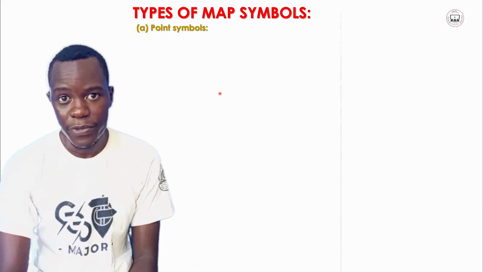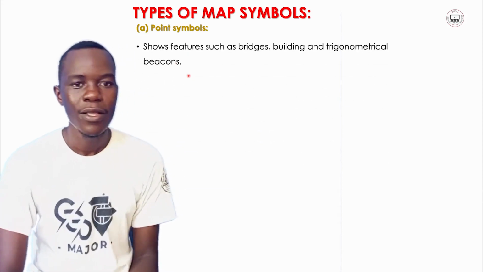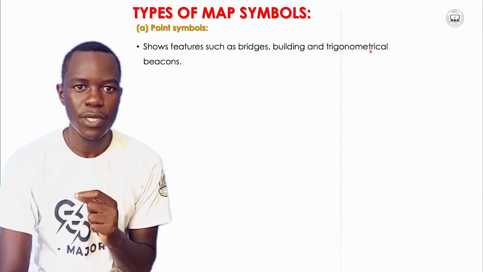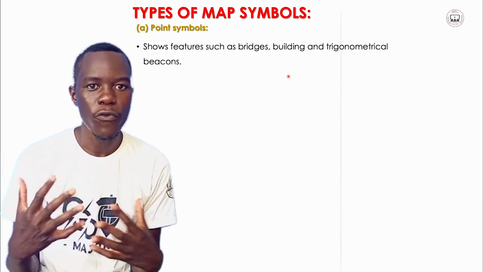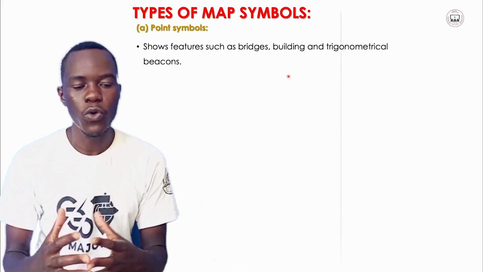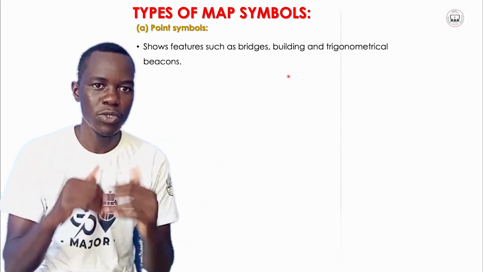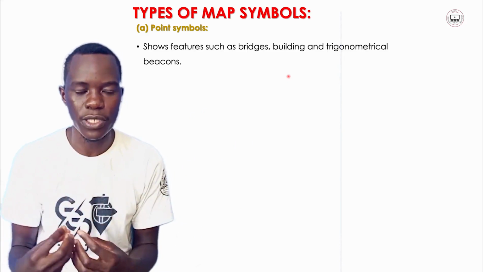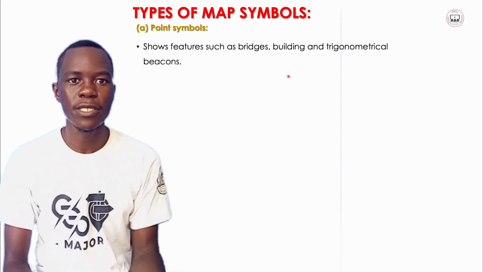The first type of map symbol is point symbols. What are point symbols? Point symbols show features such as bridges, buildings, as well as trigonometric beacons on the map. What we mean here is that on the topographic map, we will have these features, the bridges as well as some other buildings. In order to present these buildings on that particular map, we use point symbols.